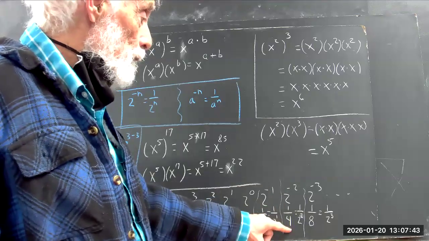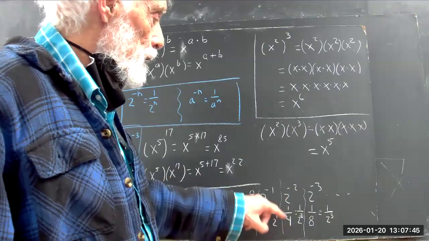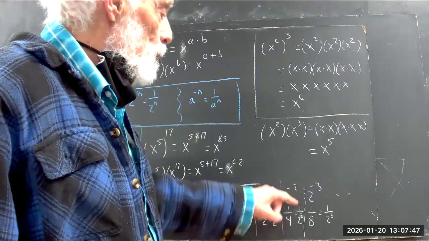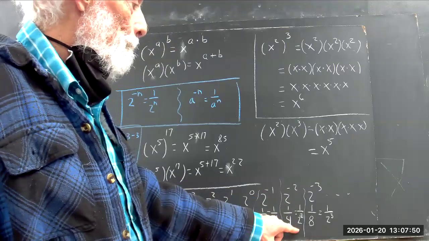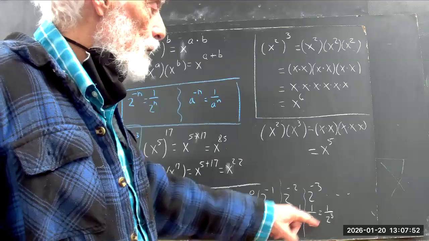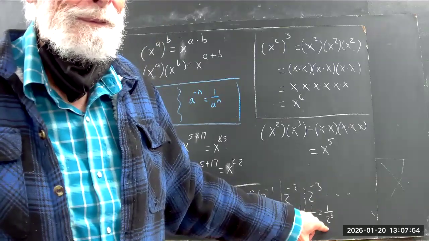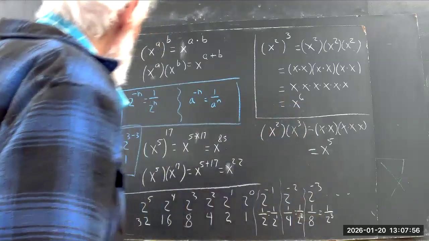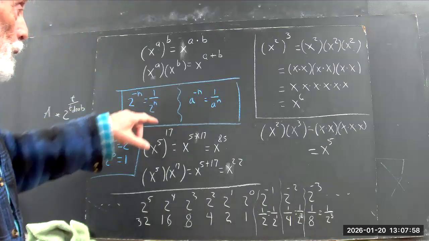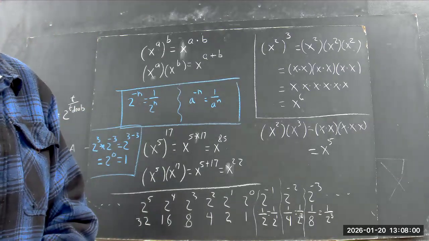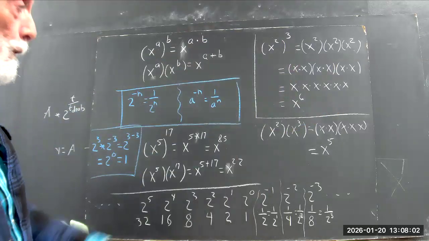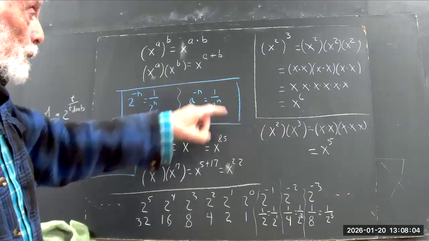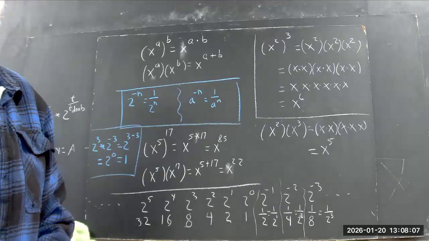And half of that is 1/4. So 2 to the -2 is 1/4, which is 1 over 2 squared. And 2 to the -3 is seen to be 1 over 2 cubed. So you have this rule, 2 to the -n equals 1 over 2 to the n. And it applies to any number, not just 2. A to the -n is 1 over a to the n. Okay?